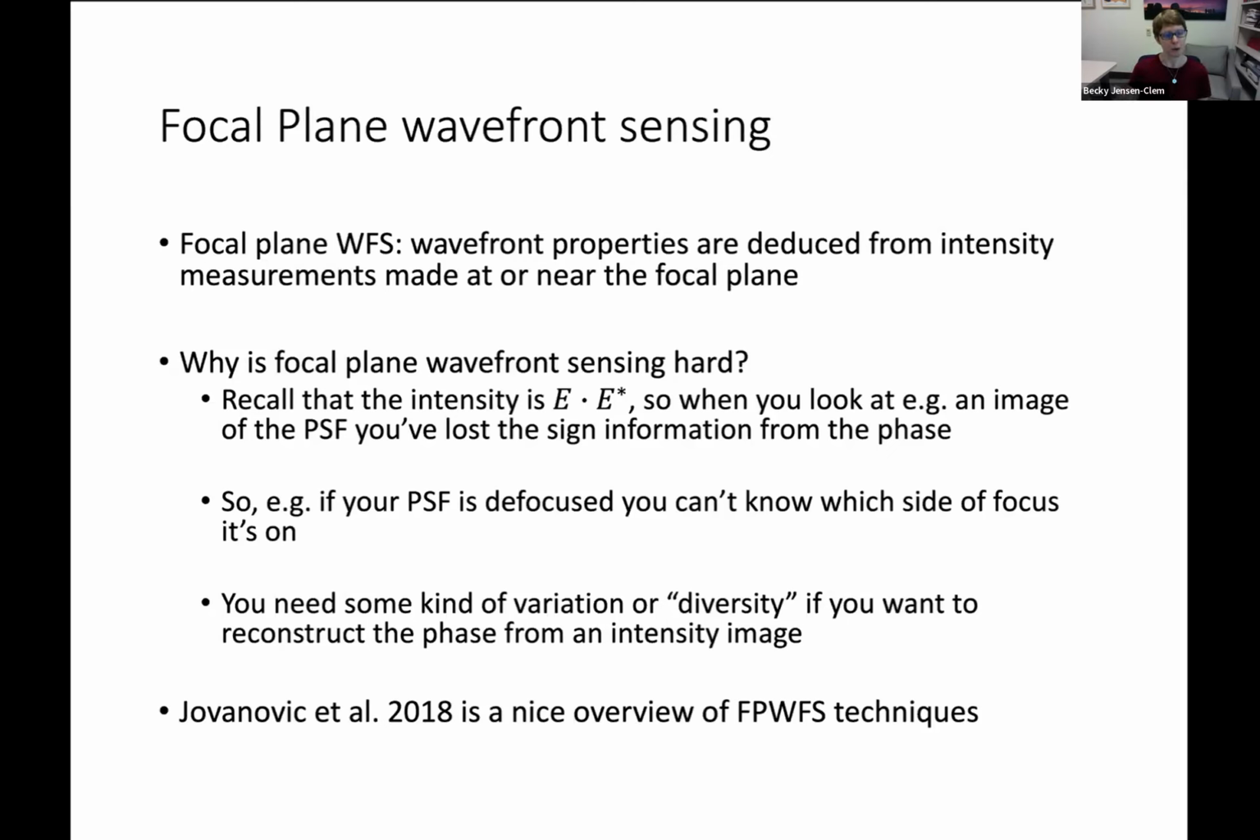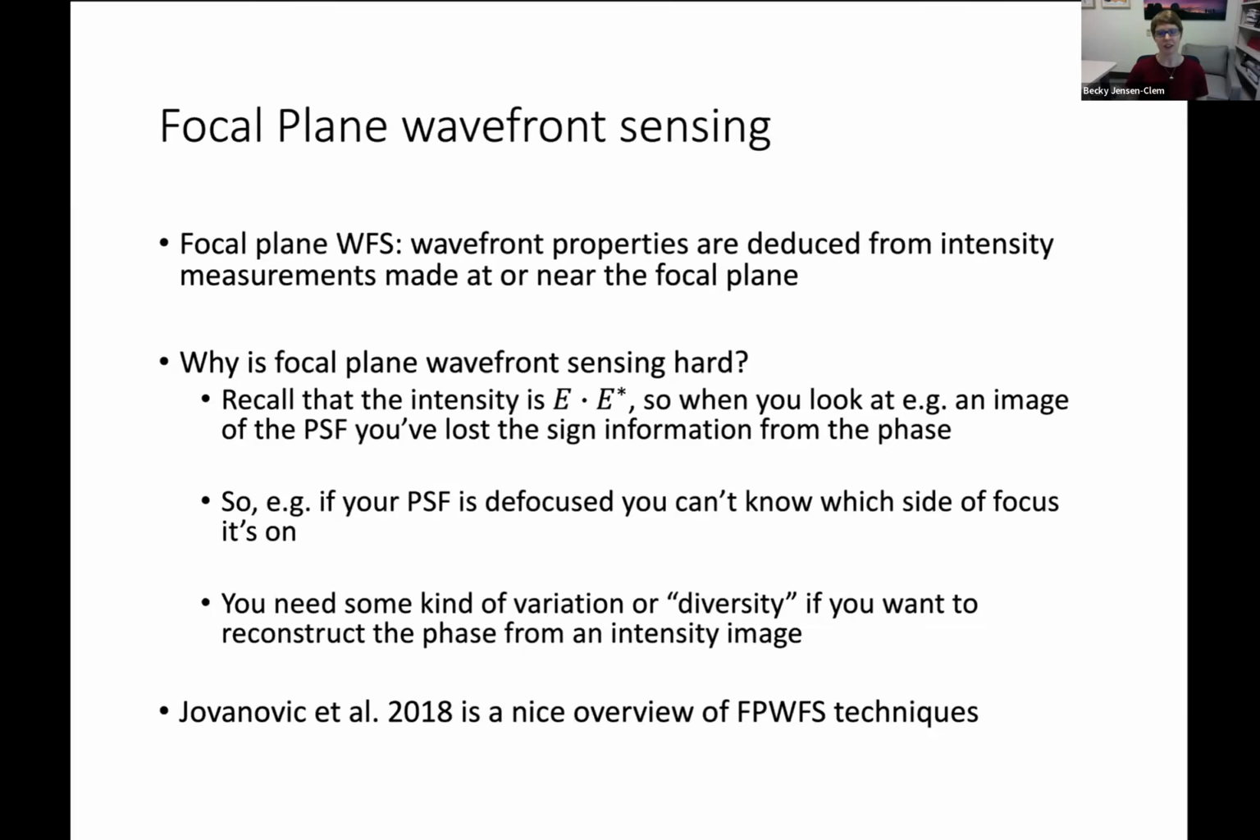So some of the pros of focal plane wavefront sensing are that if you're using your science detector itself as a focal plane wavefront sensor, you can measure those non-common path aberrations and then go on to correct them with your DM. You also have minimal aliasing if you're doing your wavefront sensing at the focal plane. And you also can make very efficient use of your photons.